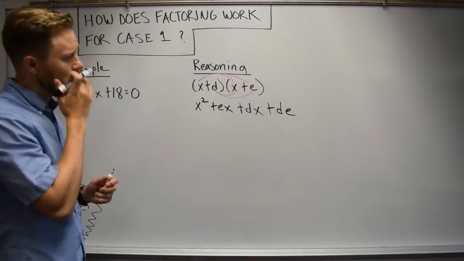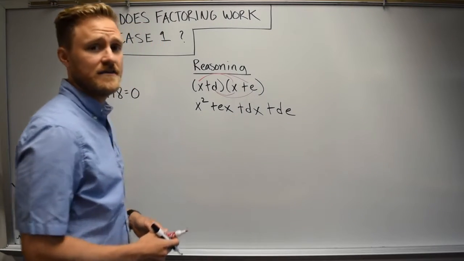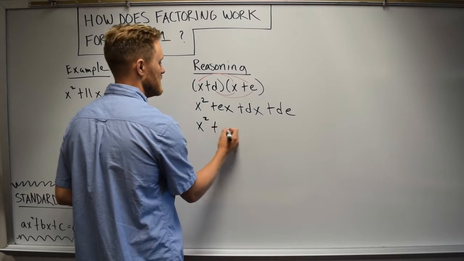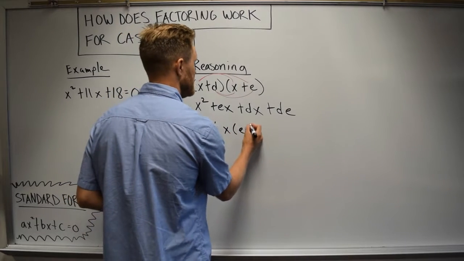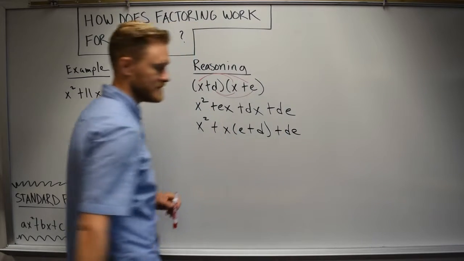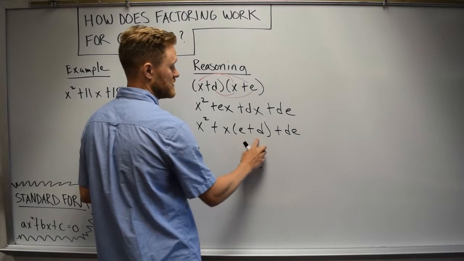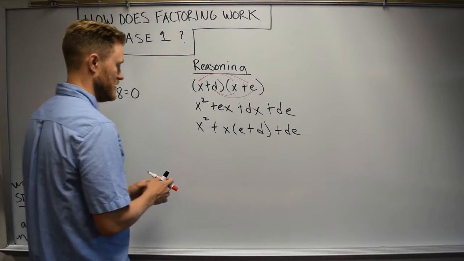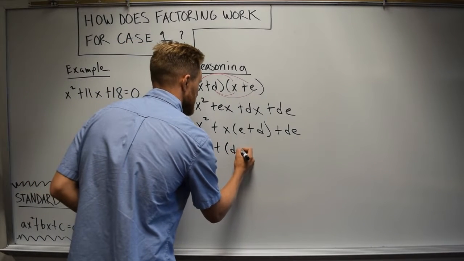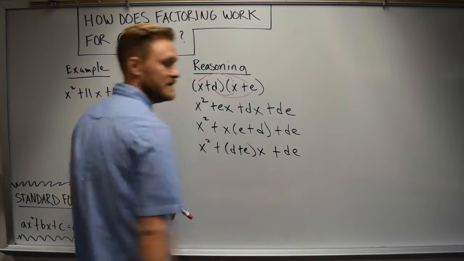And then I'm going to do a little bit of factoring. So if you look at the 2 terms here, they both have an x in common. So I can factor that x out. So I'm going to get x squared plus x times (e plus d) plus de. And then I'm going to do one more thing. I'm just going to change the order of these 2 and swap the position of those 2. So I'm going to write this as x squared plus (d plus e) times x plus de.